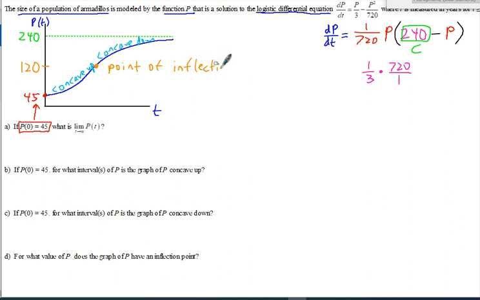And it also shows you where it has the steepest slope, where the population is increasing the fastest. So let's take a look at what they're asking for. What is the limit as time approaches infinity of p of t? You can see as time goes off to infinity, it gets closer and closer to this horizontal asymptote of 240.